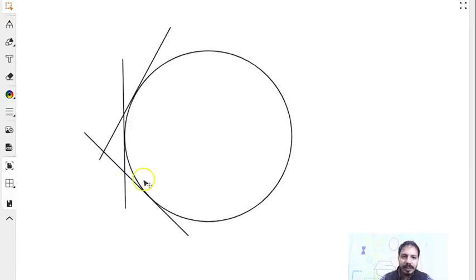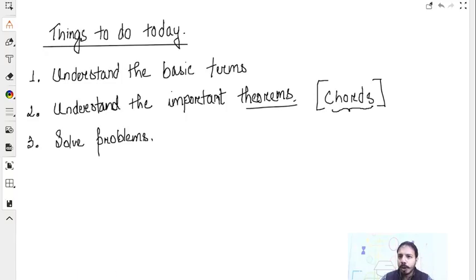So let's move on. So these are all tangents. So hope you got it. Do you have any doubt? Okay, cool. So now what we will do is, let us focus on the theorems which are related to chords.